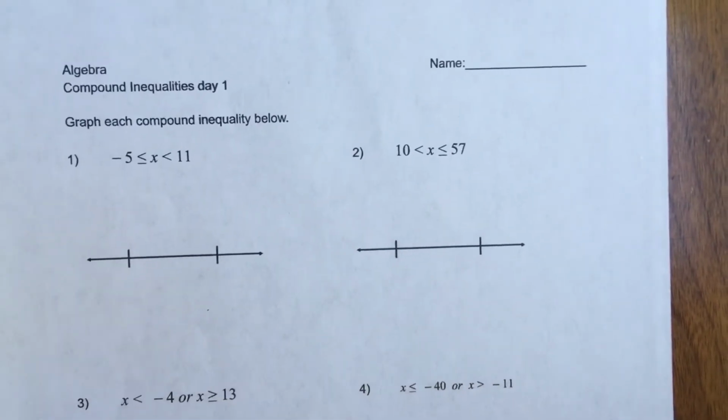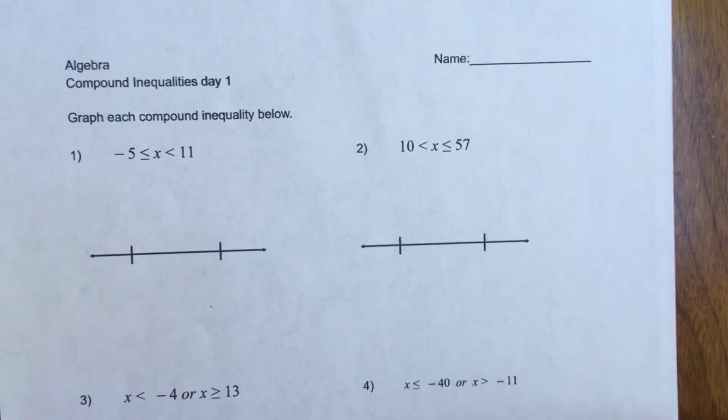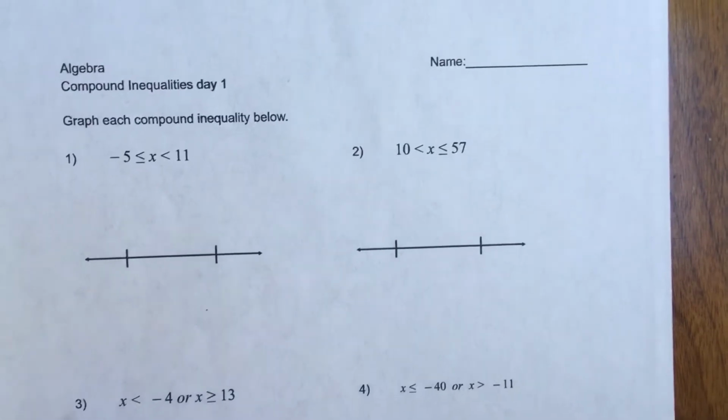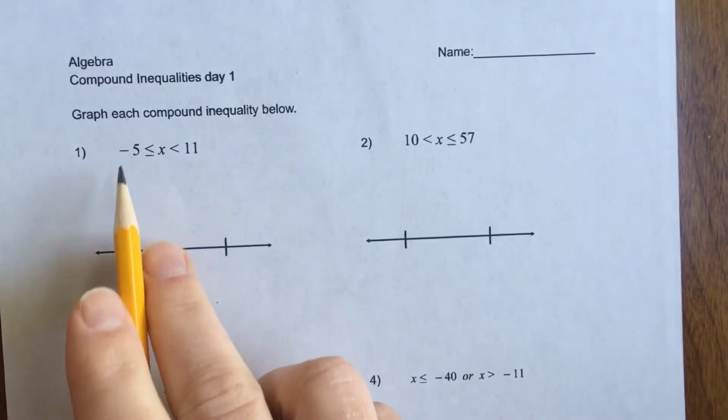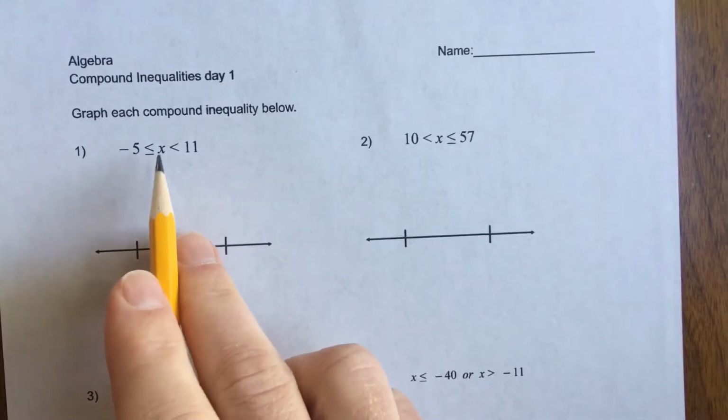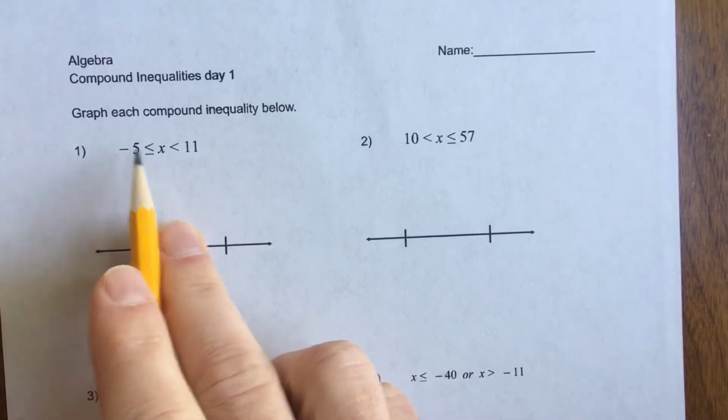All right, these are the answers to compound inequality day 1. We're just trying to get used to what these represent. Tomorrow we'll do a little bit more in solving them. But for this first one, when we see this, it just means that x can be anything in between -5 and 11.